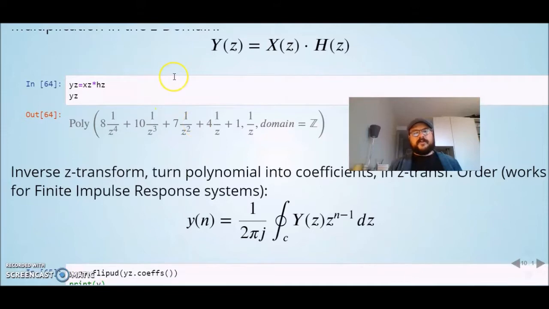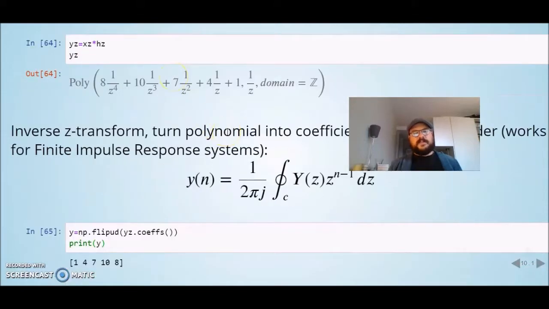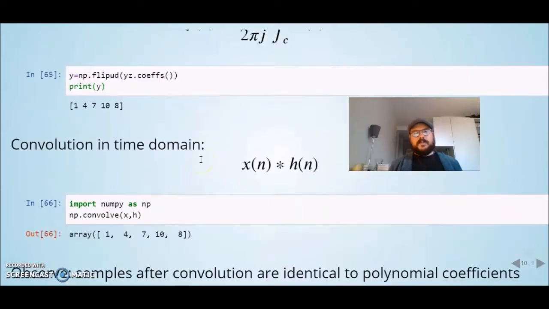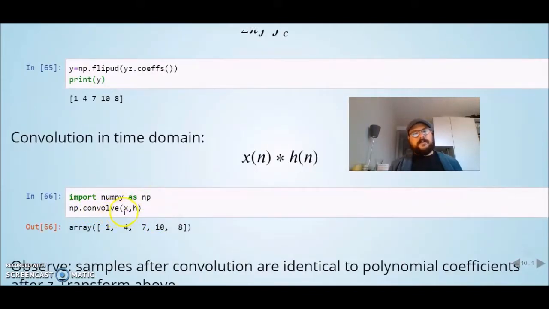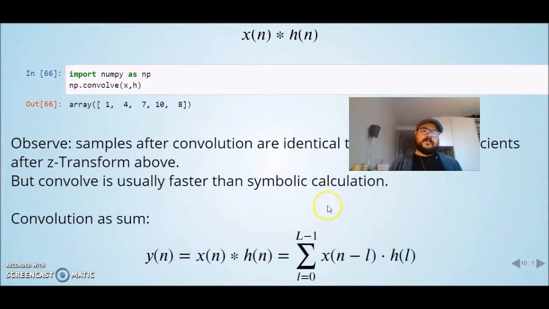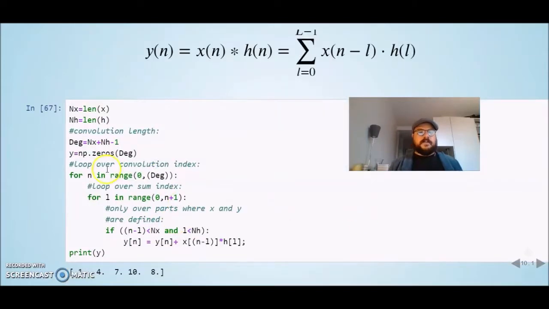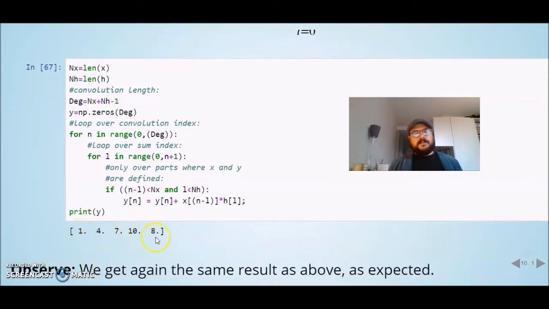We take the inverse z-transform, which, as we've seen, are the coefficients of this polynomial. So we have this as a result of y. To see if it's correct, for the convolution in the time domain, if we use numpy and we convolve x with h, we have the same result. And also remembering that the convolution is defined by this equation here, we can implement this equation using pure Python without using numpy, and we see that we get the same result.